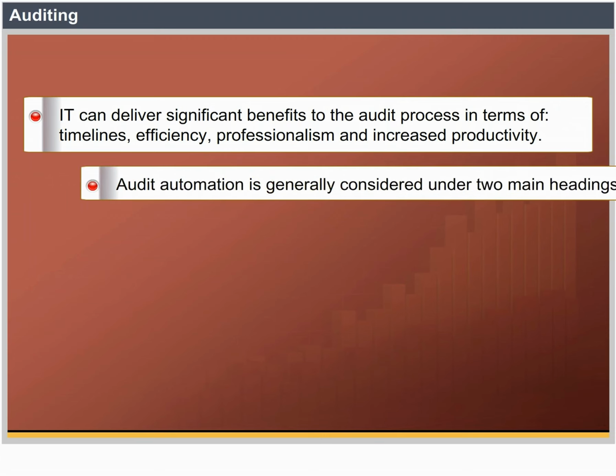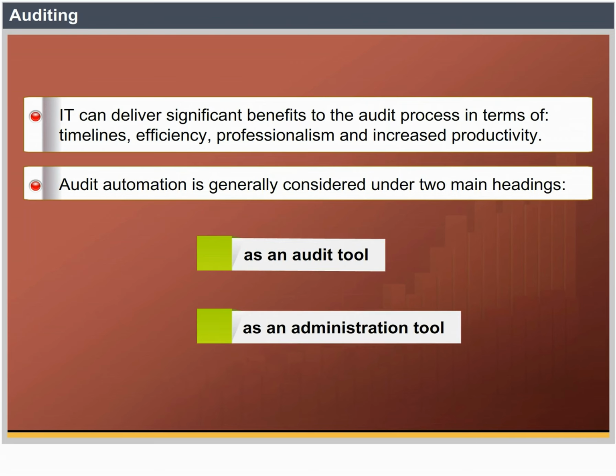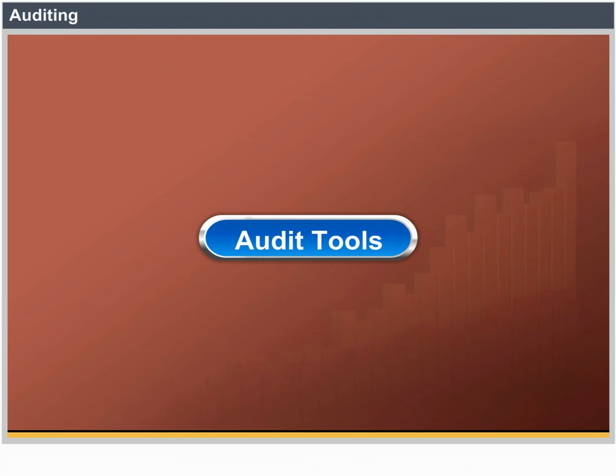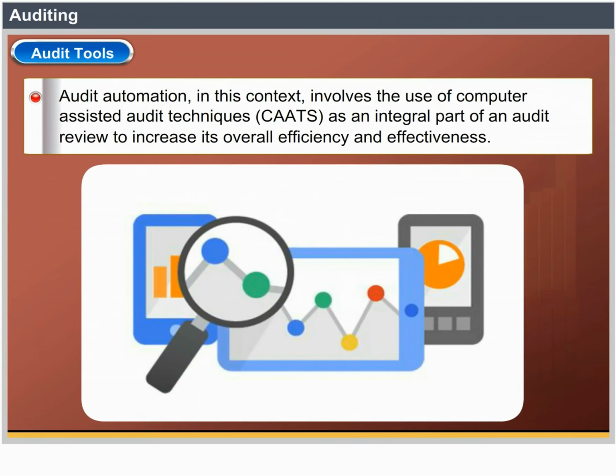Audit automation is generally considered under two main headings: as an audit tool, and as an administration tool. Audit tools. Audit automation in this context involves the use of computer-assisted audit techniques, CAATs, as an integral part of an audit review to increase its overall efficiency and effectiveness.